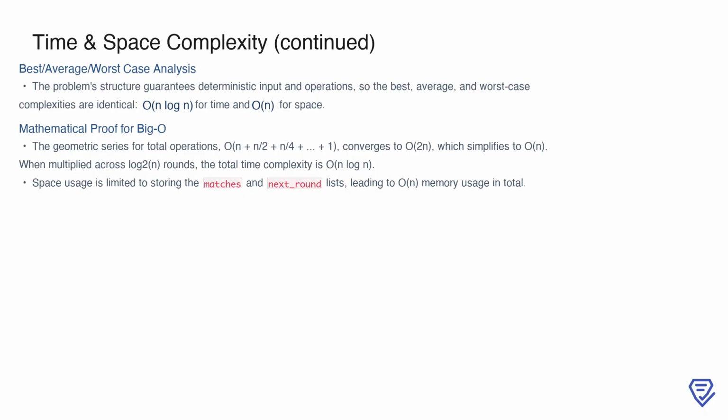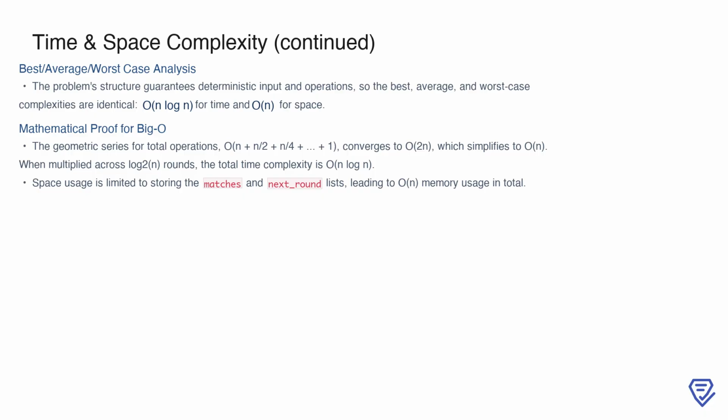To mathematically prove the time complexity, we note that the geometric series representing total operations, n plus n/2 plus n/4 plus ... plus 1, converges to 2n, which simplifies to O(n). Multiplying this by the log2(n) rounds of the tournament, we arrive at the final time complexity of O(n log n). For space, the memory usage is dominated by the storage of the matches and next_round lists, which together require O(n) memory.